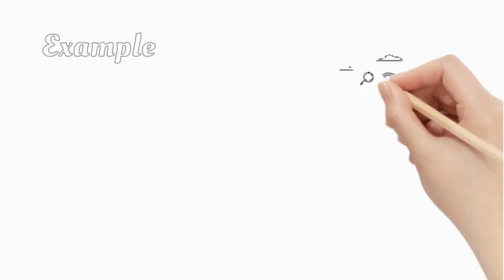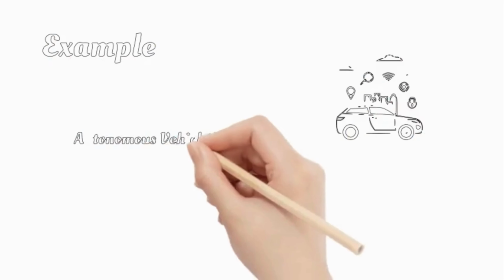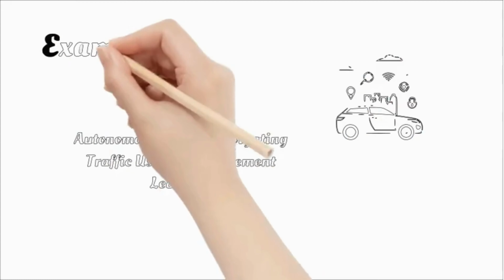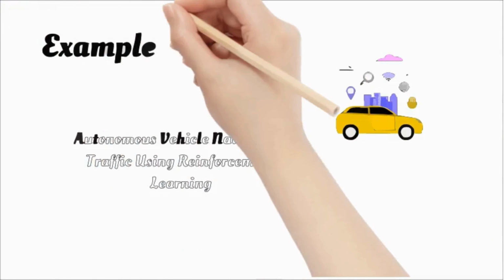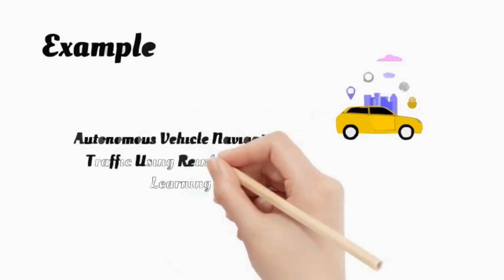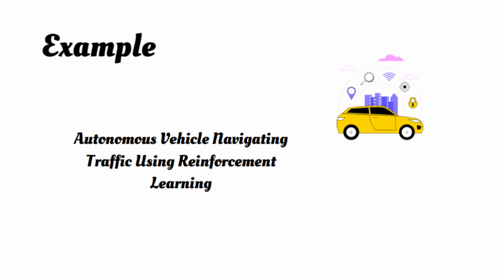A real-world example is autonomous vehicles. They use reinforcement learning to navigate roads. The vehicle makes decisions, such as when to change lanes or stop at a traffic light, based on rewards like safety and efficiency. Through continuous learning, it becomes better at driving.